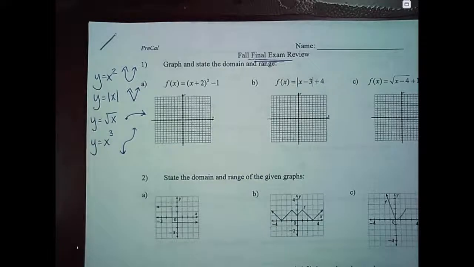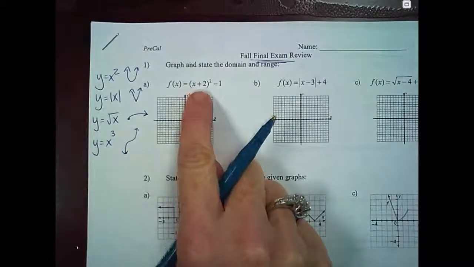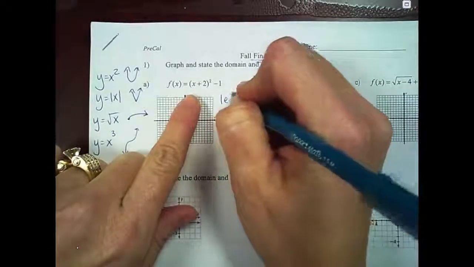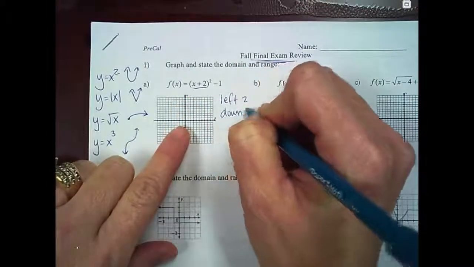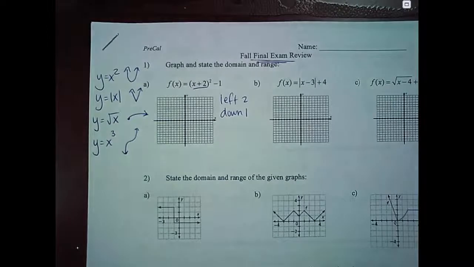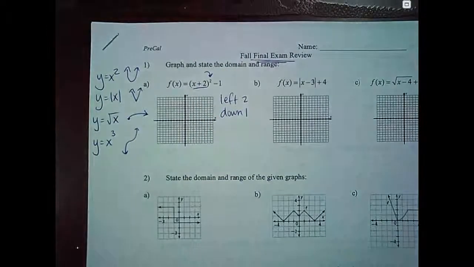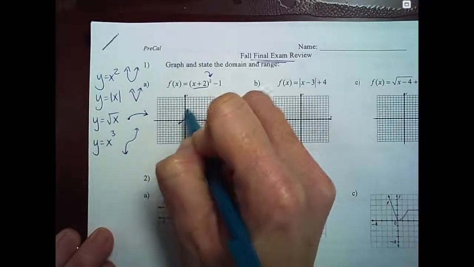Okay. Now then the question says graph and say the domain and range. So for here, we're going to graph this. And if you'll remember, when it's inside the parentheses, it moves you left and right, when you mess with the x-axis, and you do the opposite. So we're going to go left 2 and down 1. And what's the shape of the graph? You'll notice there's a square here, so the shape is a parabola. So go left 2, down 1, and then just sketch a parabola.